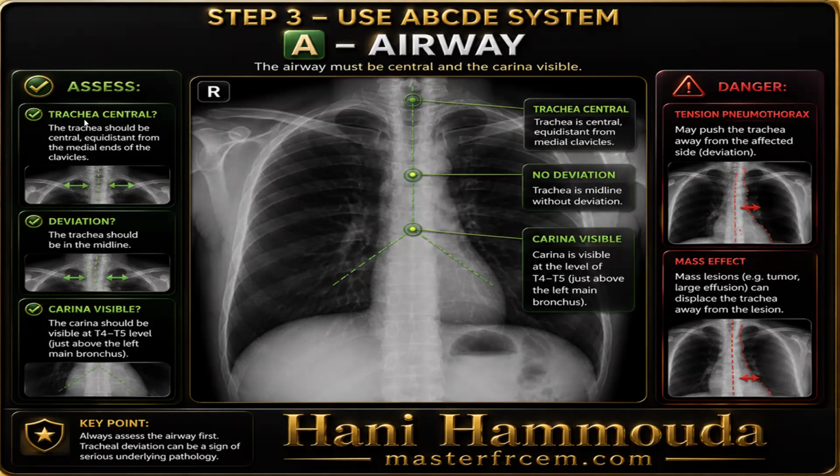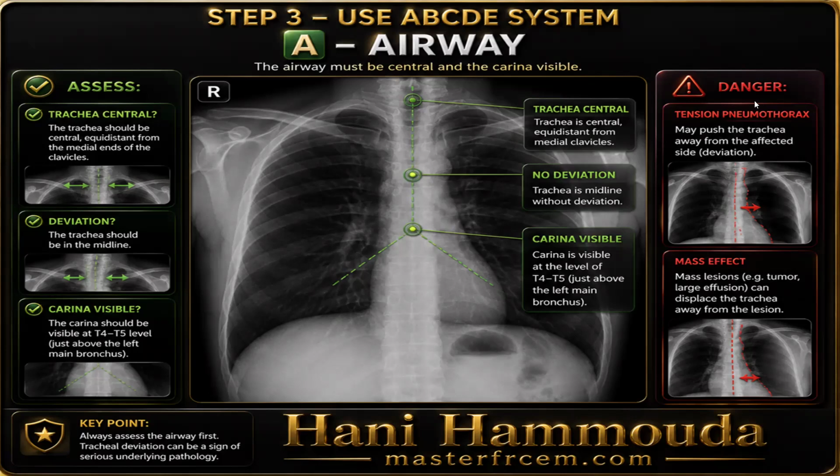So as you can see, the trachea is central, with no deviation, and the carina is visible. For the trachea to be central, it has to have three points: the trachea is central, there's no deviation of the apex, and the carina is also visible.